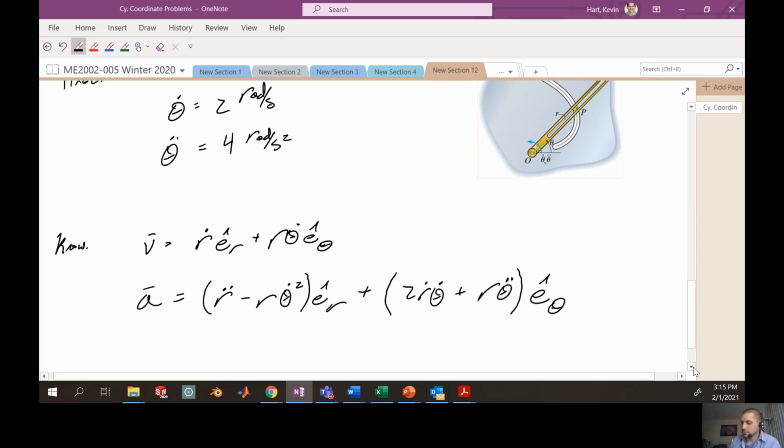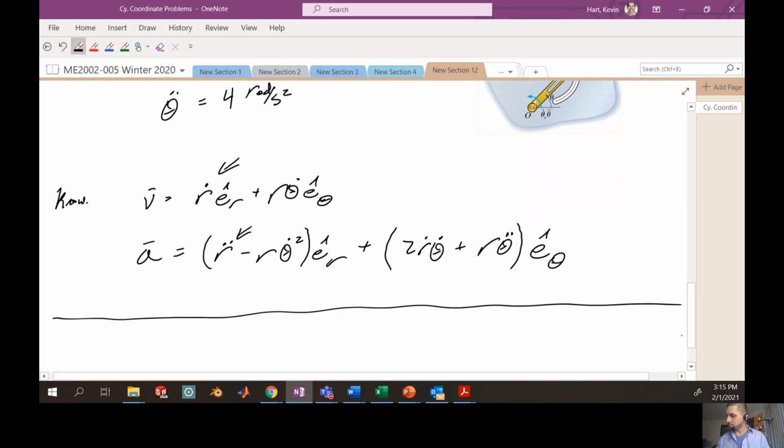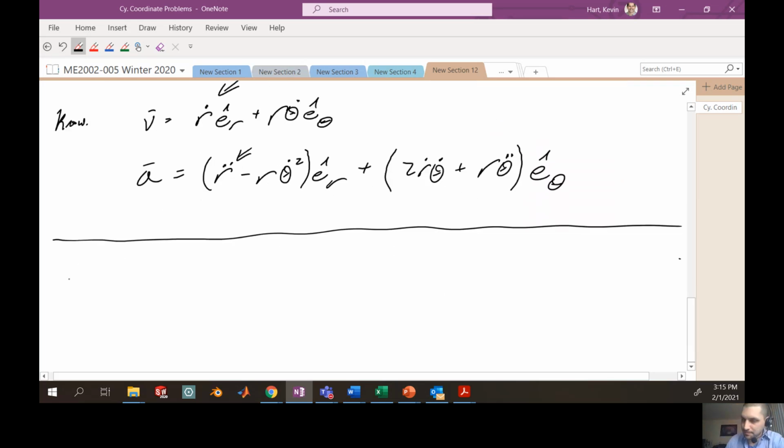So what we need is r dot and r double dot at this moment in time, because we already have the information associated with theta, theta dot, and theta double dot. Let's give this a go. Given that the position as a function of theta is e to the theta, what is r dot and r double dot?